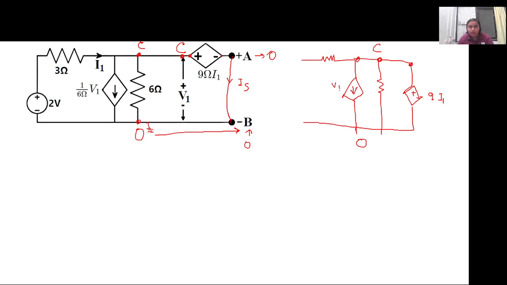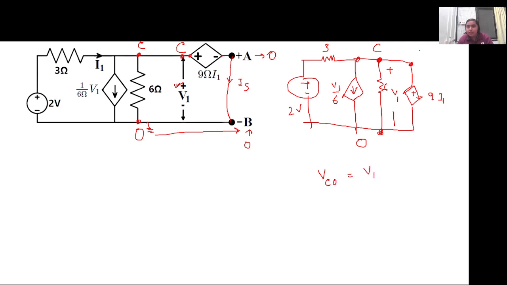So V1 by 6, this is 3, this is the voltage, which is 2 volt. So this is the 6 ohm. Across 6 ohm, this V1 voltage is given, so this is equal to V1. So this is the node C and this is the node O. So voltage VCO is equal to V1, right?